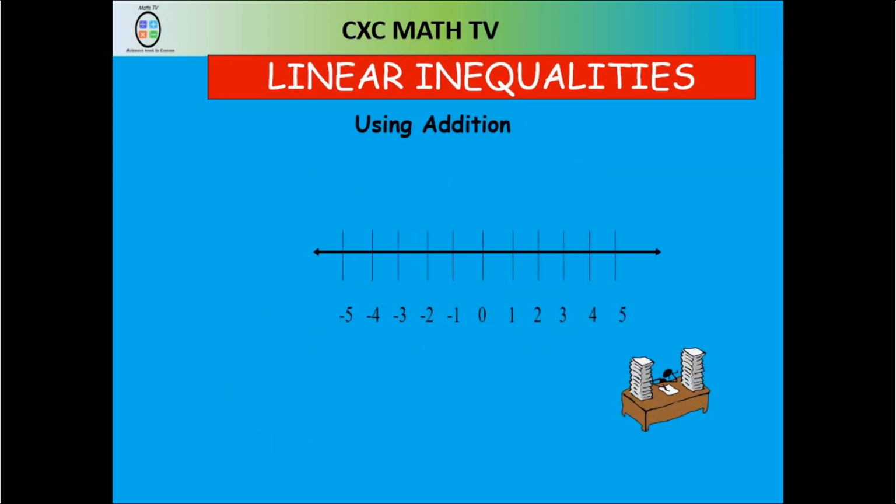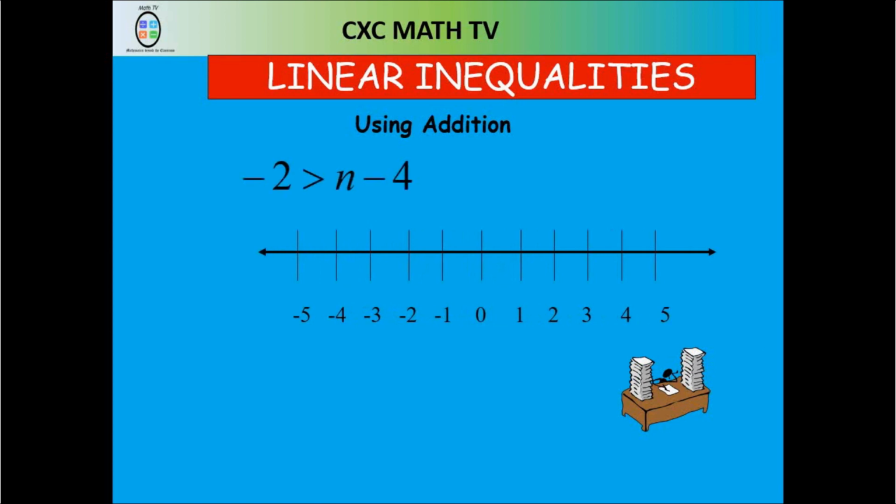Okay. What about this one here? Minus 2 is greater than n minus 4. Graph the solution for that, please. Pause the video and attempt. Alright, so as we attempted, the first thing we realize is that we have to add 4 to both sides so we can get n by itself. And negative 2 plus 4 is 2, so 2 is greater than n.